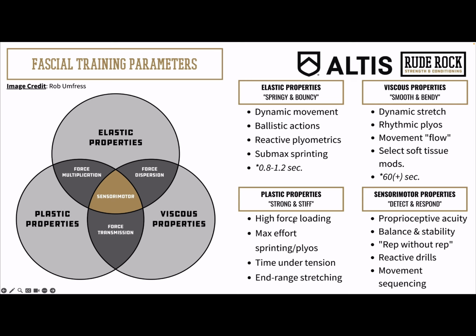On the plastic properties, this is where we're thinking more about that ipsilateral compression or the lateral line demand during ground strike, and thinking more about the stiffness and the resistance or resiliency to fascia. So this is where we do want to see high effort sprinting and plyos, high force loading, and then really being stiff and strong at terminal range.